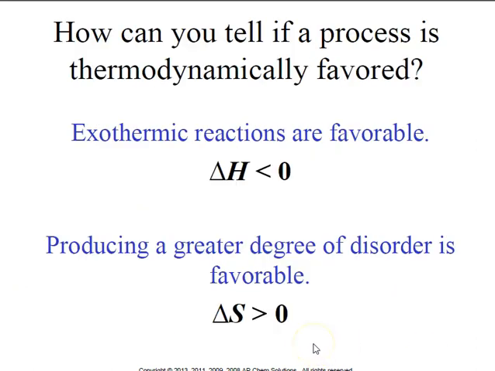All right, we'll stop there talking about delta S, and we'll pick up next time on how we can tell, going back to that main question, how can we tell if a process is thermodynamically favored or not?